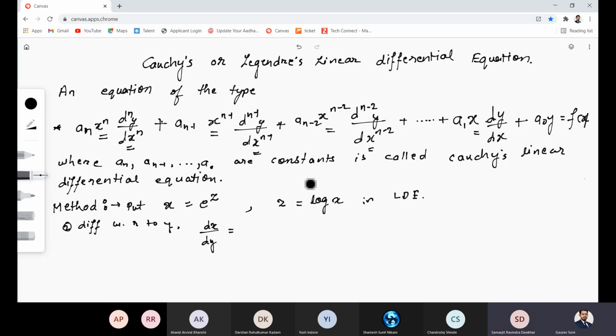So dx by dy will be equal to the derivative of e to the power z, which will be e to the power z, by chain rule, dz upon dy.